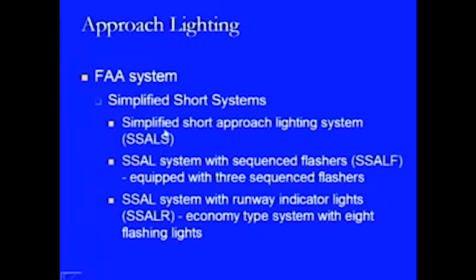Then in the FAA system, there is a simplified short system, where again within that we have the simplified short approach lighting system termed as SSALS, then the SSAL system with sequenced flashers, that is SSALF, and then the SSAL system with runway indicator lights, which is termed as SSALR. This is an economy type system with 8 flashing lights. Here in the case of sequenced flashers, there are 3 sequenced flashers, as in the previous system also.